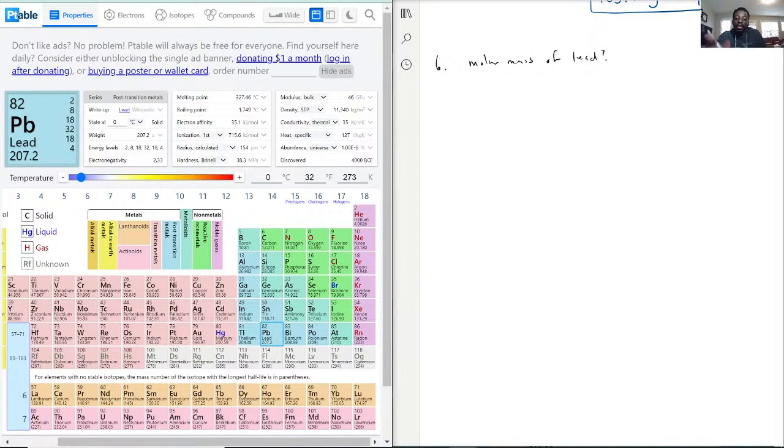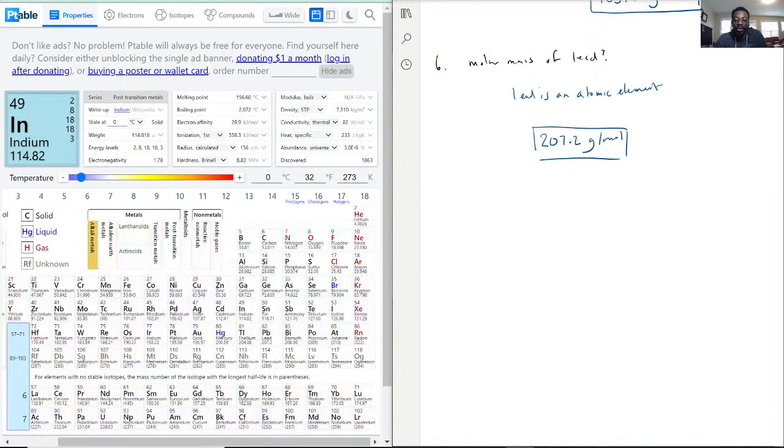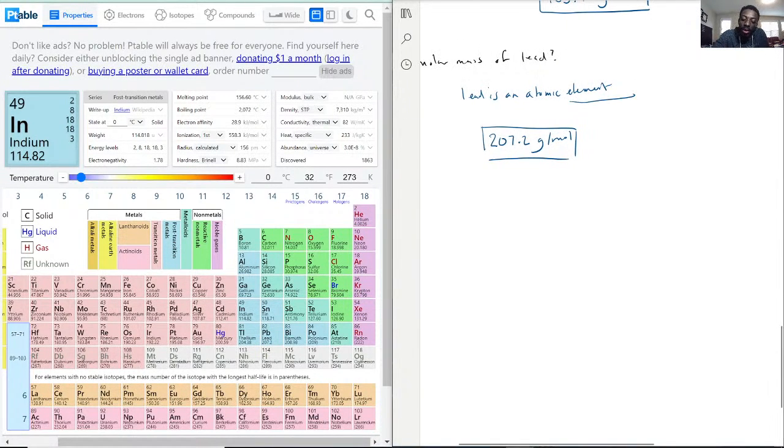So because lead is an atomic element, there's nothing else you need to do to it. You take it straight from the periodic table, its atomic mass units. So 207.2, and that is your molar mass of lead. 207.2 grams per mole, because lead is an atomic element.